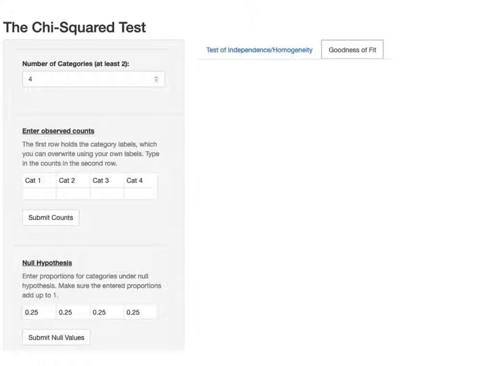Notice that the number of categories is settable. I believe the default is 4 when it first comes up, which works out well for this problem, but on other problems you will change that to whatever number of categories you have. So once you fill it in, it'll look like this.